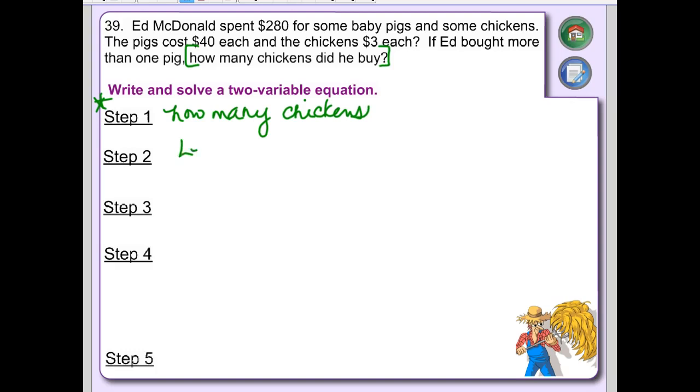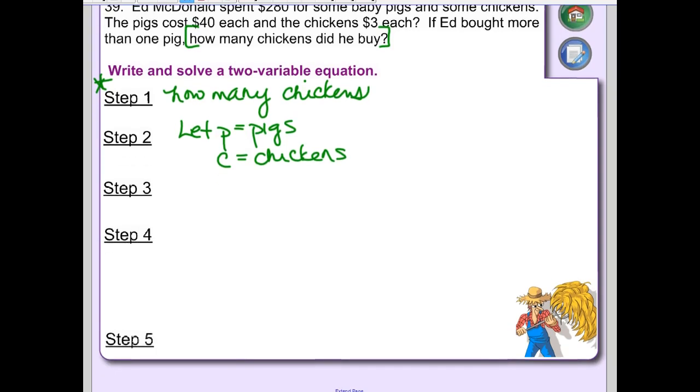Well, I'm going to let P equal pigs, and I'm going to let C equal chickens. Does that make sense to everyone? Again, you don't have to use X and Y. You can use whatever letters you want because your let statements define them. All right, so now that we've got our let statements down, I need an equation. Okay, we need an equation through there.